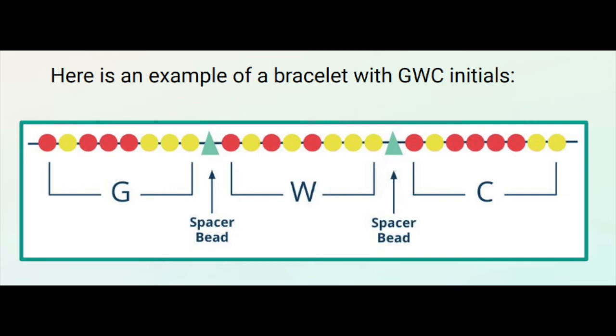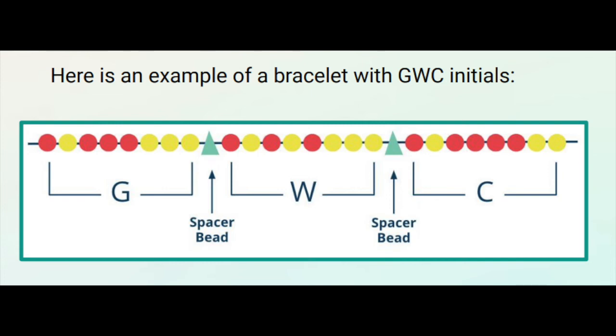Here's an example of a bracelet with the initials GWC. So what you can see that they did is that they used 1 color to represent 0s, and they used another color to represent 1s. And they used the colors red and yellow. And then they show you in the picture the sections that represent each letter. So the first 8 are for the letter G.